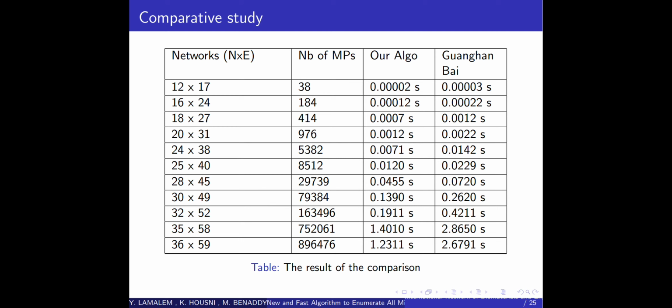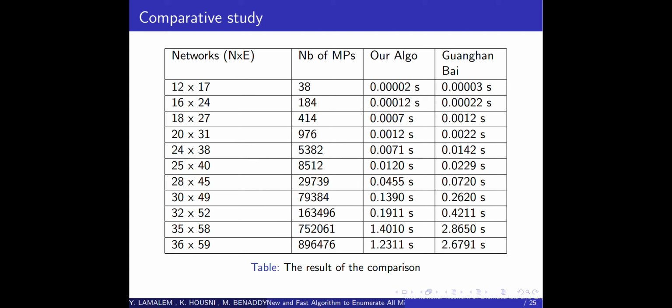Now we have a table that contains 4 columns. The first column is the network, and in each row we increment the number of edges and the number of nodes. The second column contains the number of minimal paths found by our algorithm and the Gang-Bay algorithm. The third column contains the result of execution time for our algorithm, and the fourth column contains the result of the Gang-Bay algorithm.